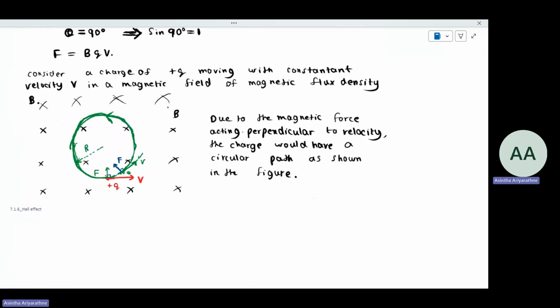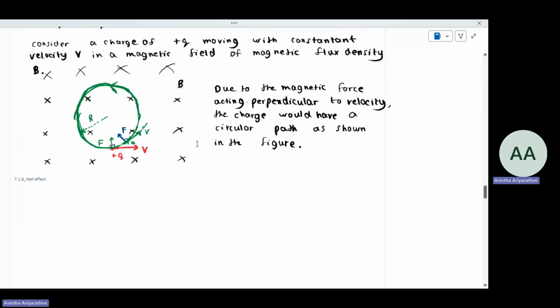Here we consider a moving charge traveling in a magnetic field which is pointed inward to the whiteboard. We can see the induced magnetic force is always perpendicular to the direction of velocity. If the force is perpendicular to the direction of motion, it acts like a centripetal force. Finally, you would have a circular path, so this charge would travel in a circular path of radius r. That's what we discussed today.